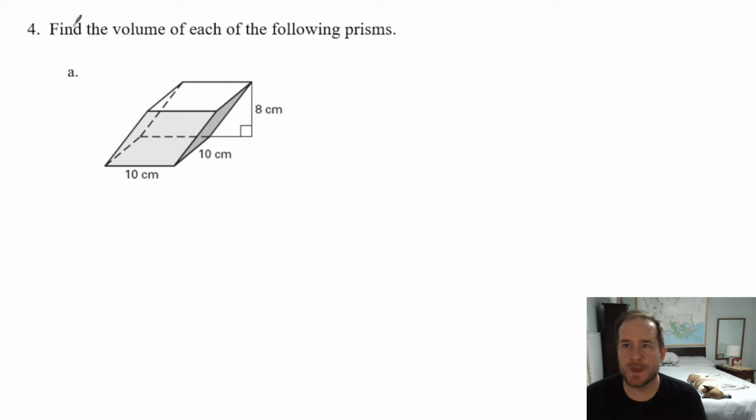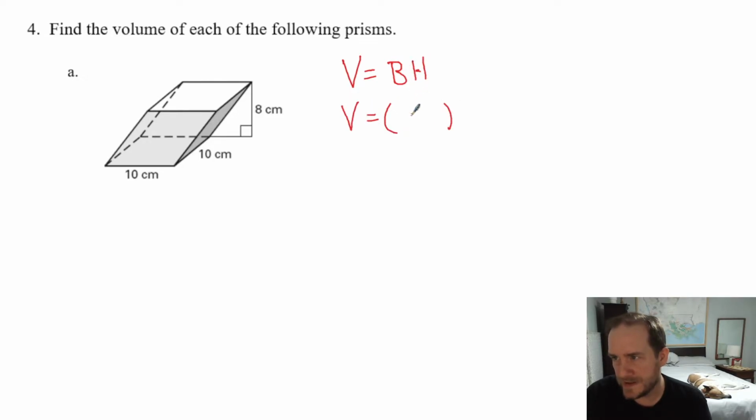Next. All right, so finally now we're actually doing some math. It says find the volume of each of the following prisms. So as we always are going to do, we write our formula. Then we plug a formula into our formula. So instead of B, we plug in the formula for the area of our base, which is a rectangle, so that's base times height. And we're still multiplying by height, the height of the prism.